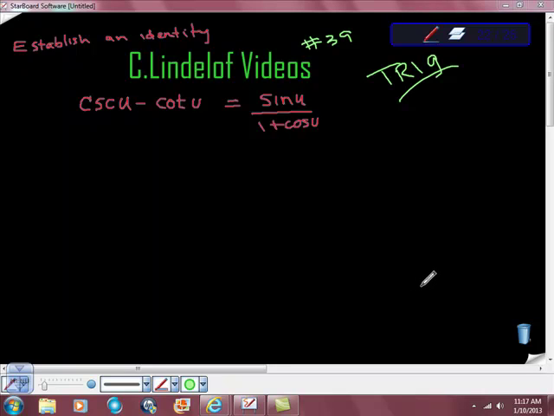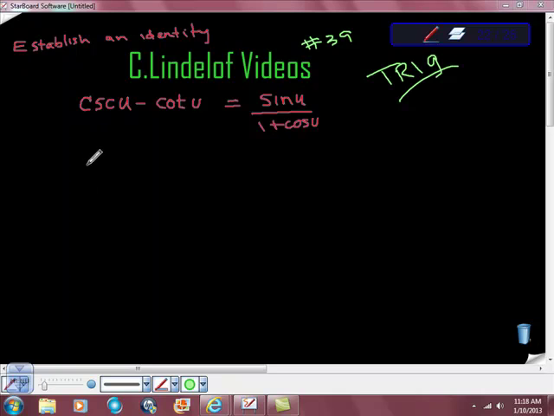Okay, so ongoing series on establishing trigonometric identities. I want to remind you again that when we're establishing trigonometric identities, they're almost always left-hand proofs. That is to say, you can only manipulate the left-hand side of the equation, and you're supposed to leave the right-hand side of the equation alone. So let's see if we can make that work.